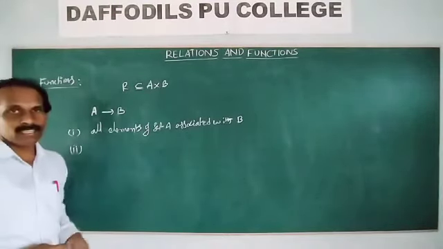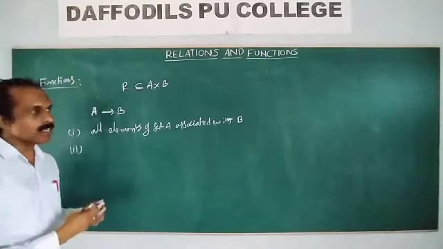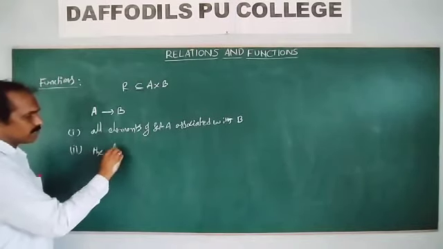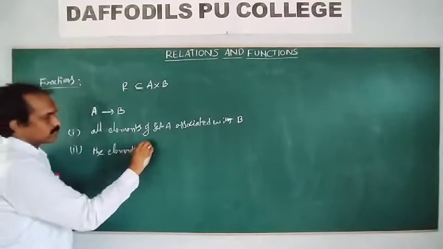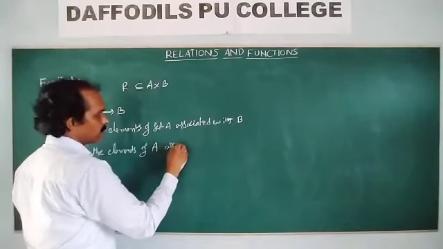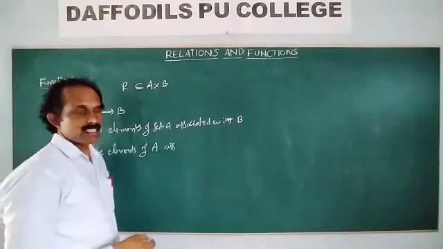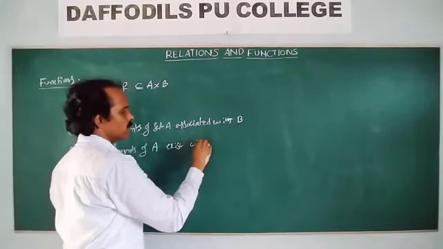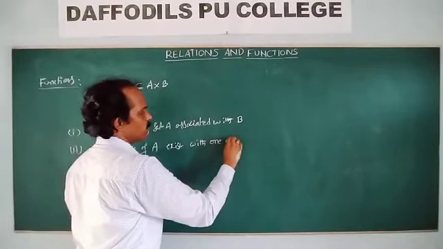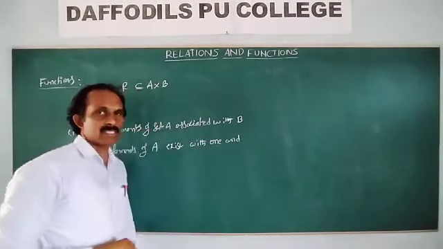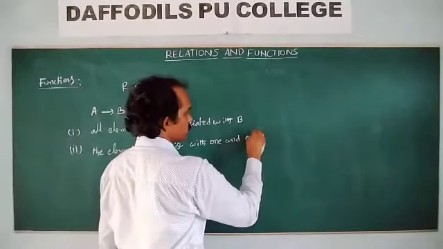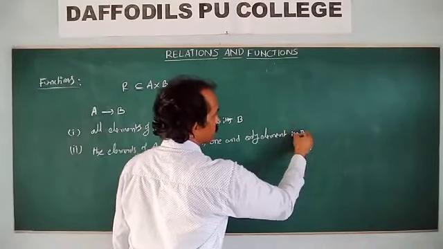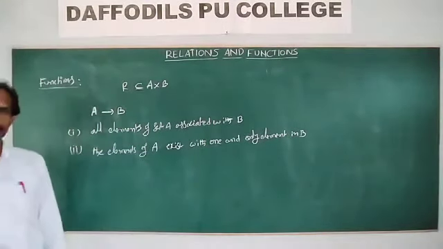The elements of A associated with all elements. The elements of A exist with one and only one element in B. Okay, this is the function definition.